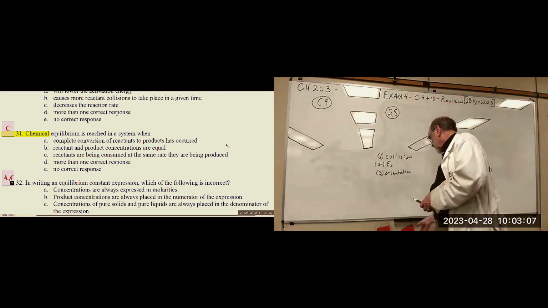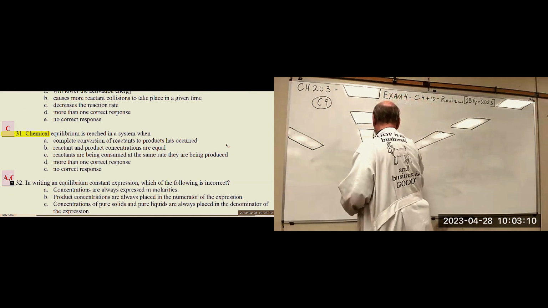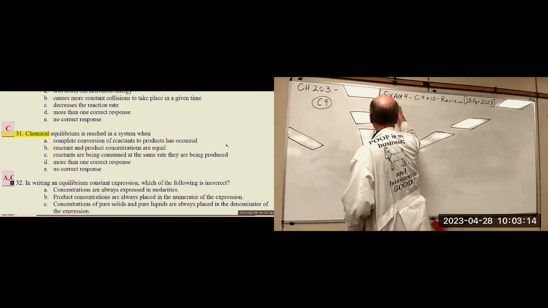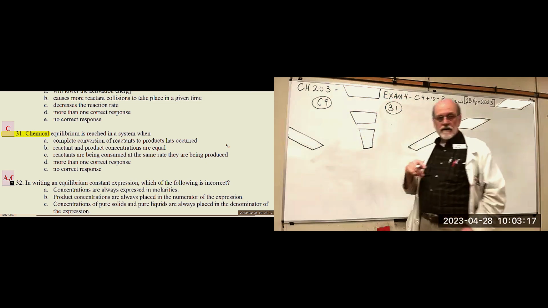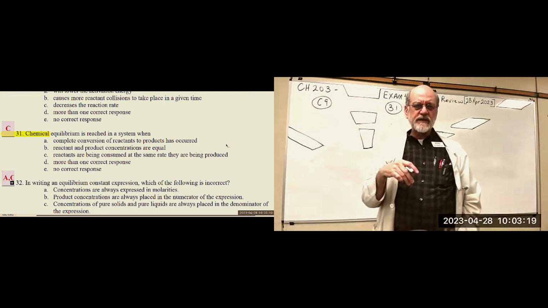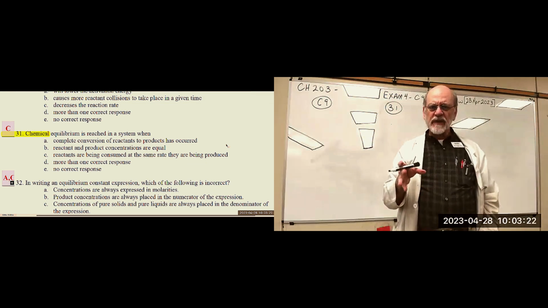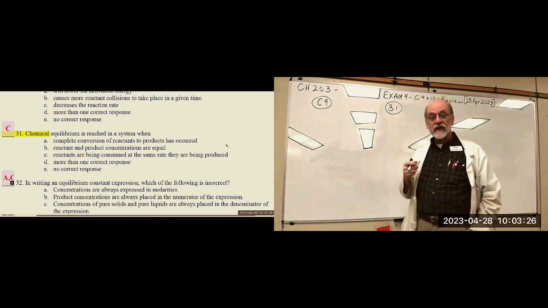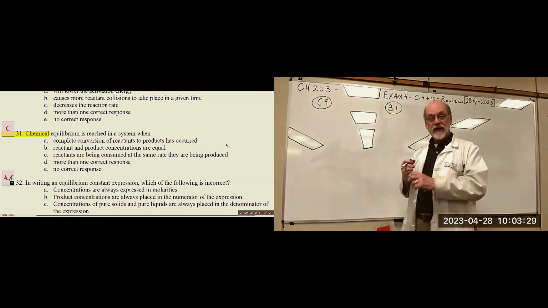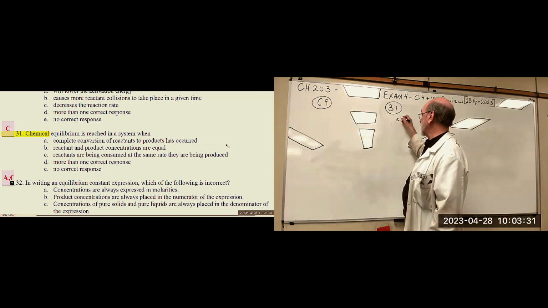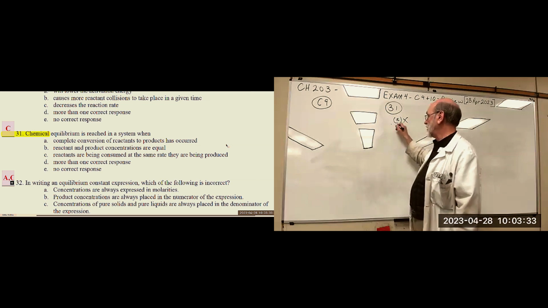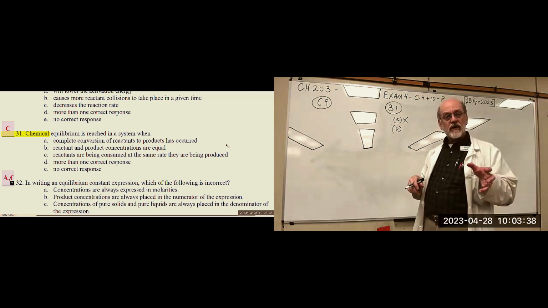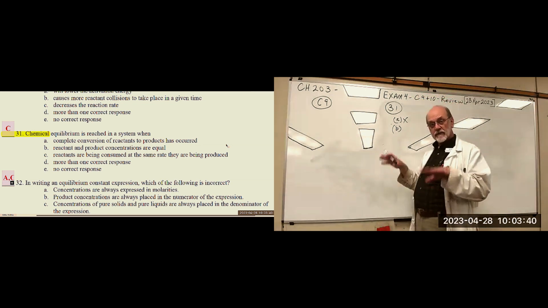31. Chemical equilibrium is reached in a system when complete conversion of reactants to products has occurred. No, there's no equilibrium then. If you don't have some reactants left over, there's no equilibrium. So that one's wrong. How about B? Reactant and product concentrations are equal. Not necessarily. They can be different.